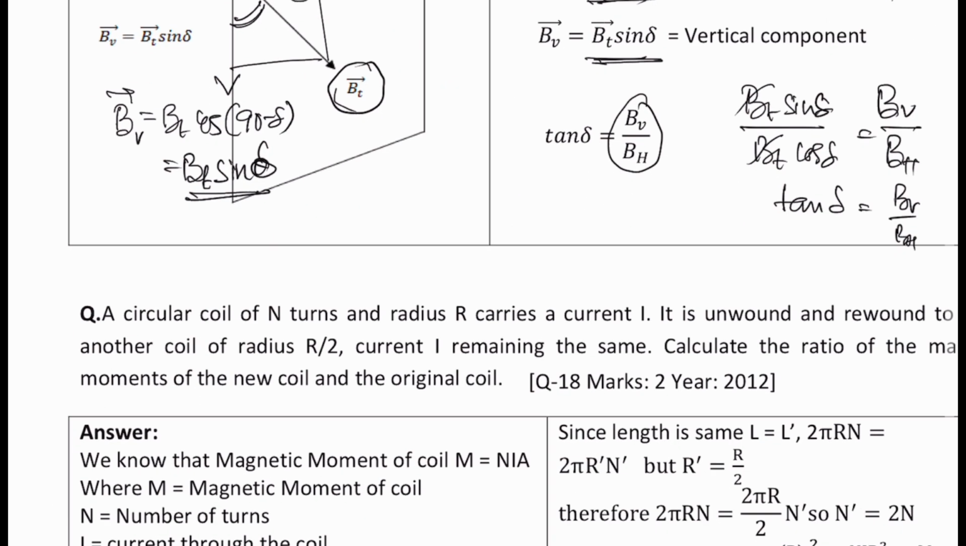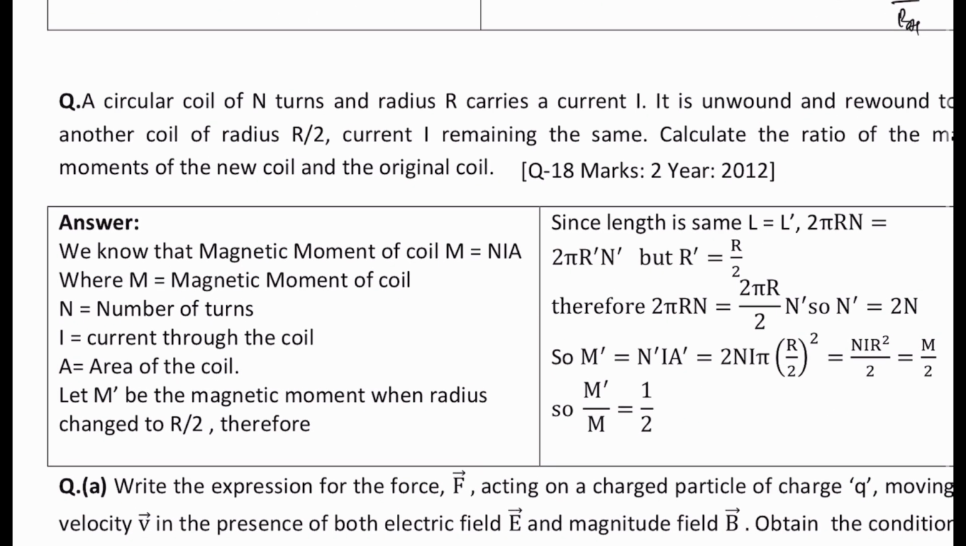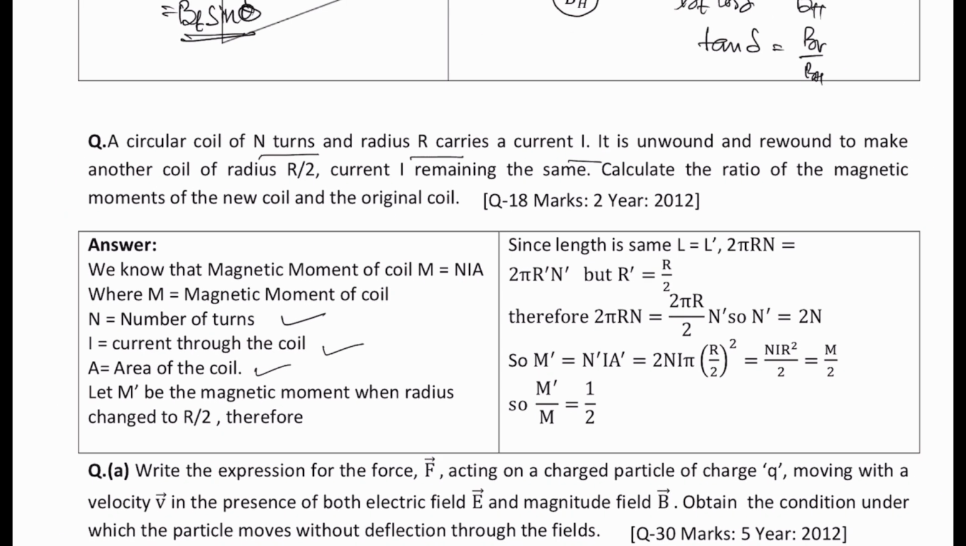Now, next question. A circular coil of n turns and radius r carries current I. So n is the number of turns, I is the current in that coil, and A is the area of the coil. Now it is unwound and rewound to make another coil of radius r by 2.